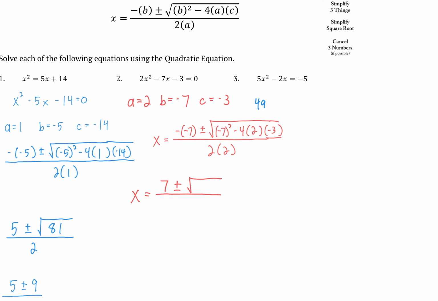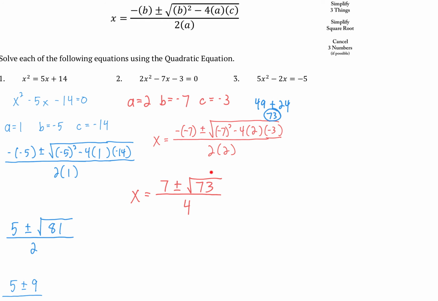Then it's going to be 4 times 2 is 8, times 3 is negative 24. So these 3 numbers multiply to be negative 24, but it's really minus a negative, so it's plus 24. And then that's 73. So that's what goes in that square root. And then the bottom, 2 times 2 is 4. Next step is to simplify the square root.